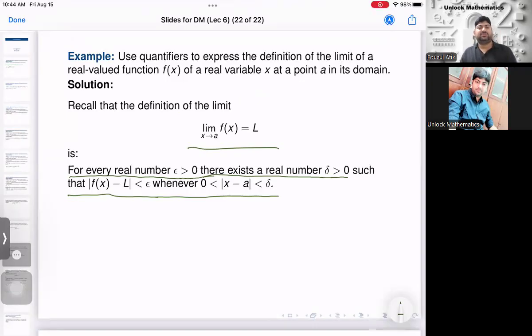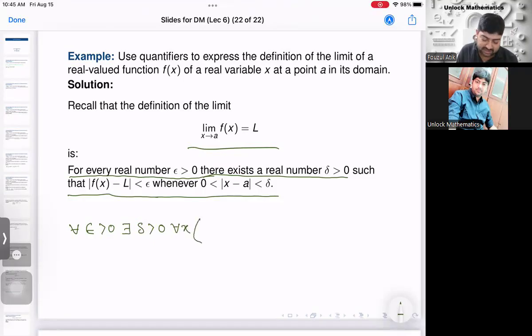You can easily do it. For every real number epsilon greater than 0, we can write for all epsilon greater than 0, then there exists a real number delta greater than 0. So you'll say there exists delta greater than 0 such that this. But before that, there is some role of x also, right? What is that x? x can be any real number. So that part also you have to involve. This is true for every x, so for all real numbers x, it will happen.